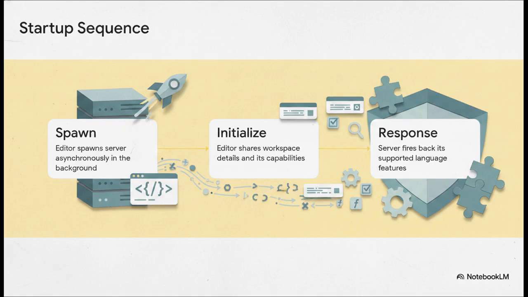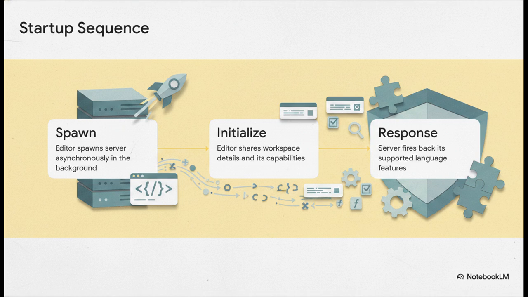The editor spawns the language server asynchronously in the background. Step 2, the editor sends an initialize request. This is basically saying, hey, here is the workspace, and here are the UI features I support, like auto-completion and hover. Then step 3, the server fires back a capability response, outlining exactly what language features it can handle. Both sides shake hands on what they can do, which ensures the editor never asks for a feature the server just can't provide.